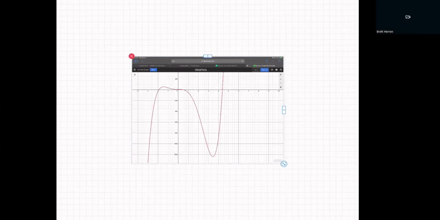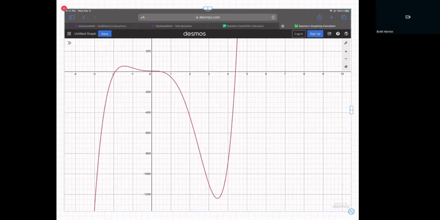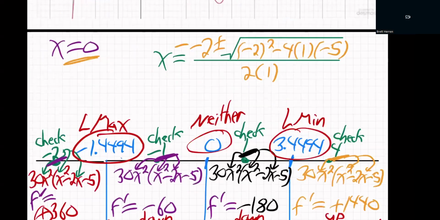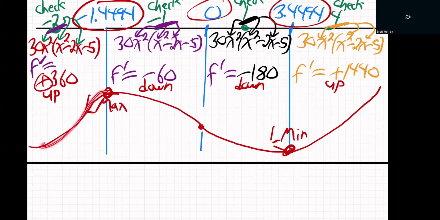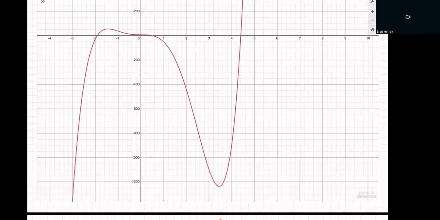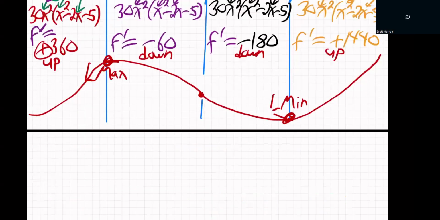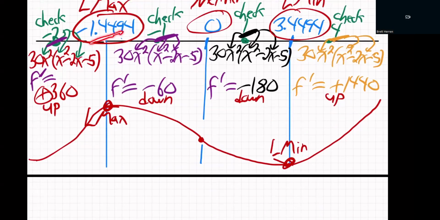I'm showing you that our derivative work has led us to a lot of truth. So here's the graph. Look at this. What did we say? We said the graph is going to go up, down, and then up. And this would be negative 1 point something. Notice this right here, negative 1 point about 5. Sure enough, this looks like a max, right? It's going up before that, hits that 1.44 whatever number, then goes down.